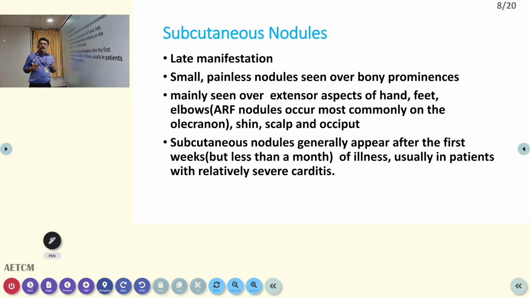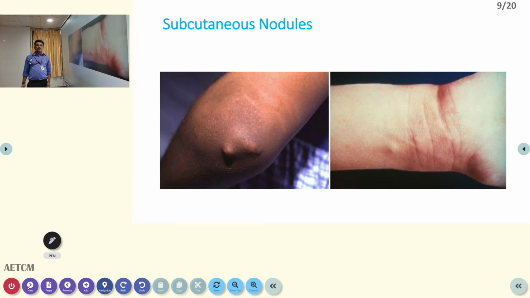Subcutaneous nodules generally appear after the first week. That means less than 1 month of illness, usually in patients with relatively severe carditis. So that is very important. These subcutaneous nodules can be commonly seen in patients who are having carditis. That is very important. Now these are subcutaneous nodules. You can see here nodules.